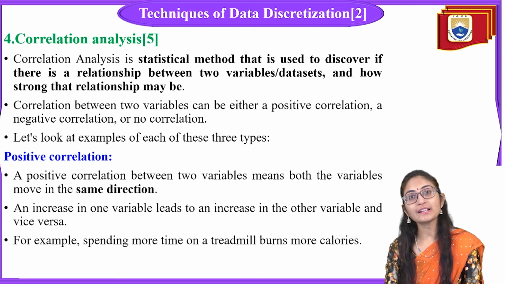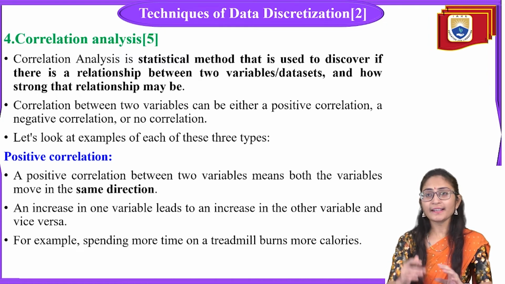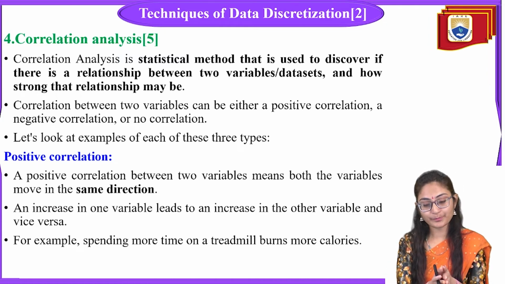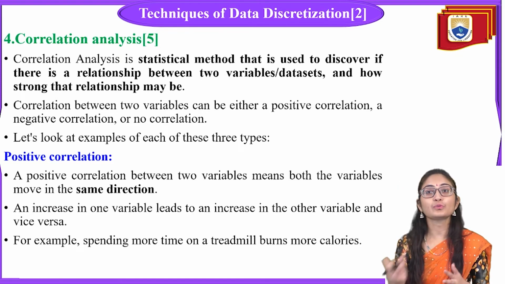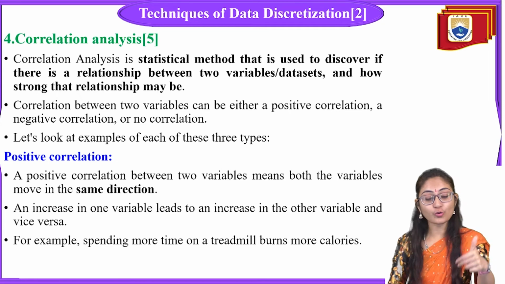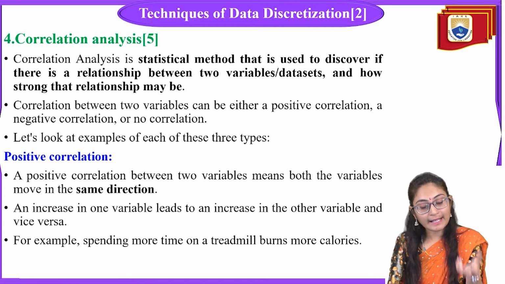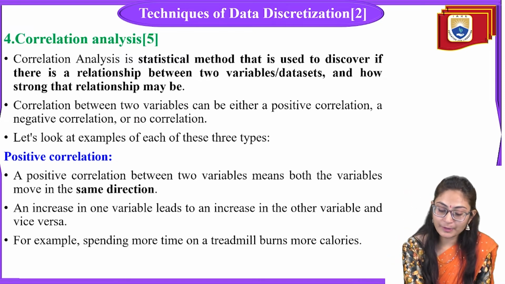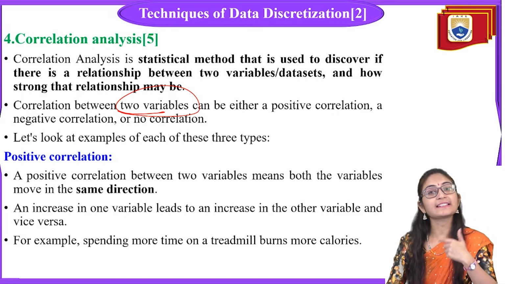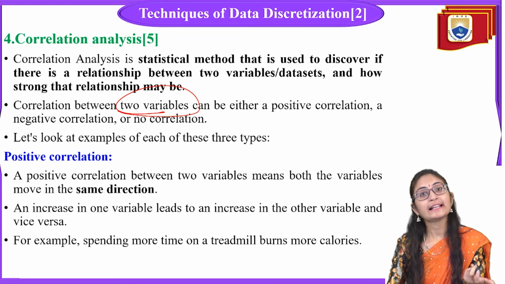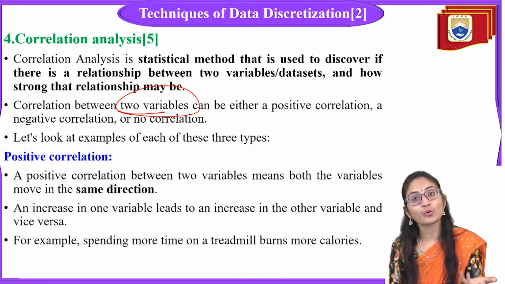Now, correlation analysis. In correlation analysis, it will discover some relationship. It will show the relationship between two variables or two data sets, and it can show how strong that relationship may be. That means correlation will be shown between two variables. Either the relation is positive, the correlation is negative, or there is no correlation.